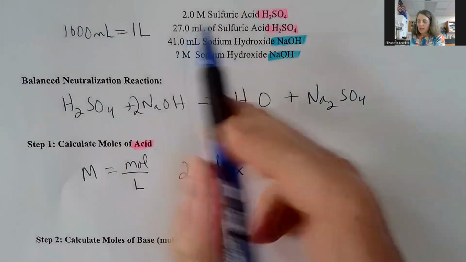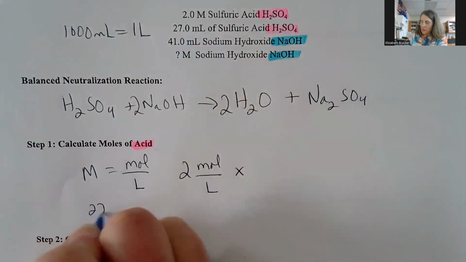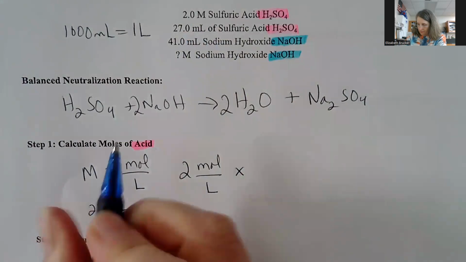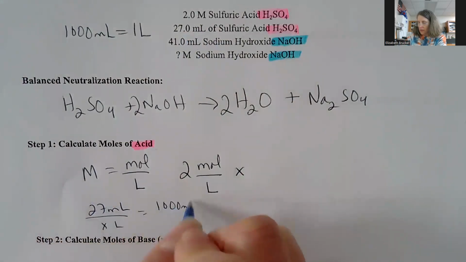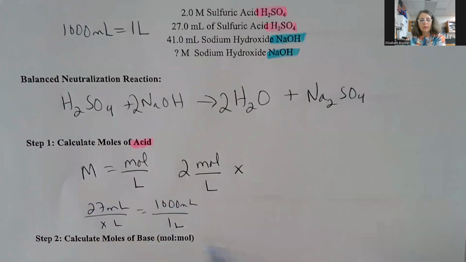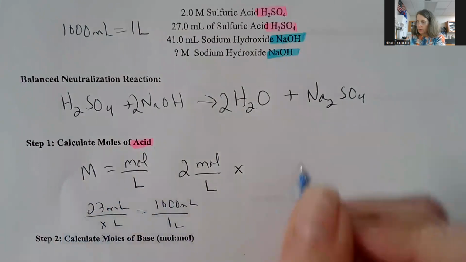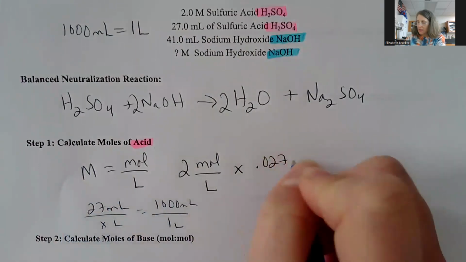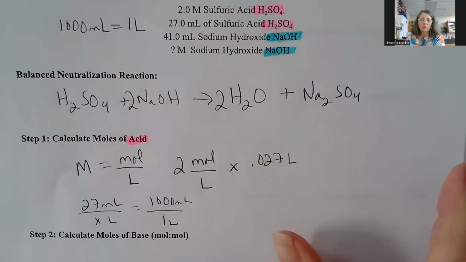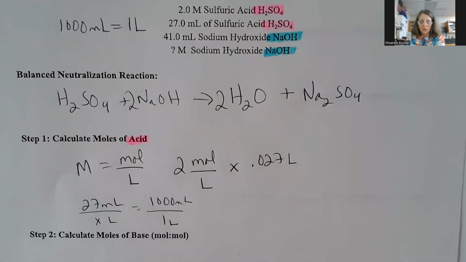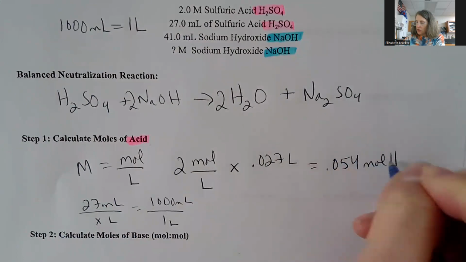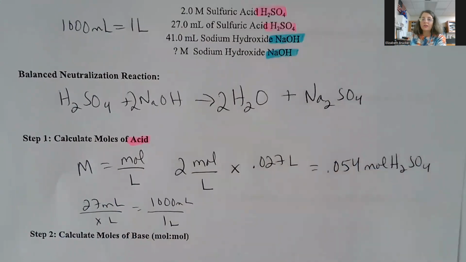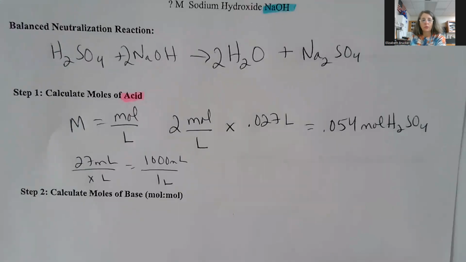So 27 milliliters is how many liters if I know 1,000 milliliters is equal to 1 liter. So what I'm doing is dividing the 27 by 1,000, moving the decimal 3 over. So 0.027 liters is my liters of sulfuric acid I used in this titration. So I get 0.054 moles of H2SO4, or you could just call it your acid, okay? Whatever way works for you.